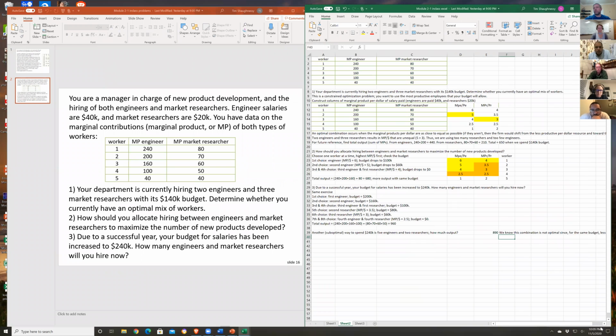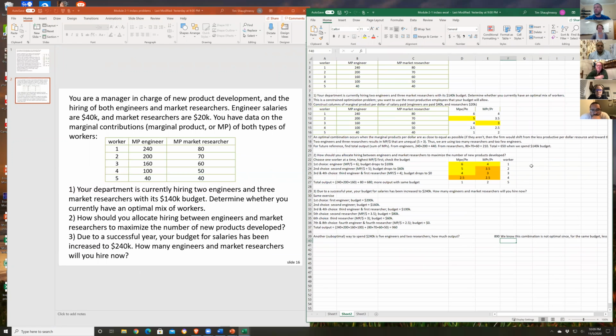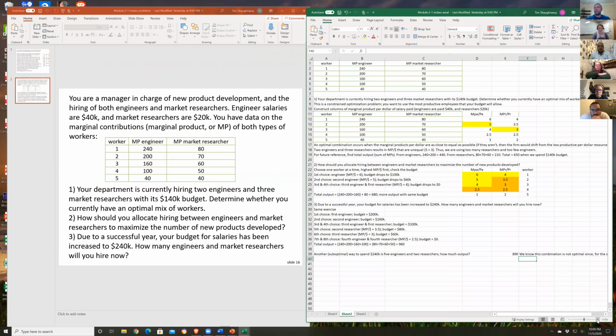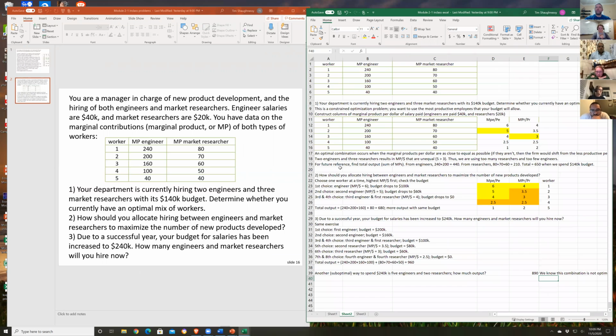So here, with this practice problem, and again, the video about this practice problem is available in the supplemental playlist. But you can see, you're going through here and you look at your different budgets, and you can see some of these line up pretty closely. So we start out with two engineers and 3 researchers. So I can certainly see that those marginal products per dollar are not equal.